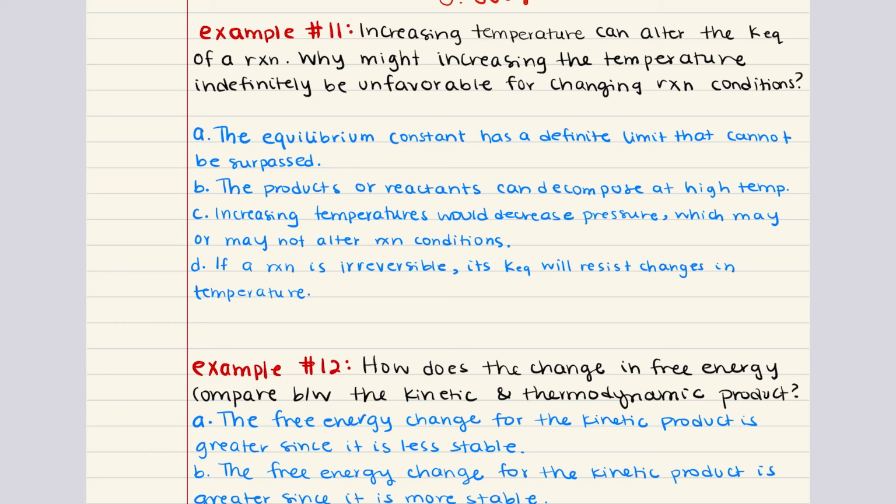Let's read B. B says the products or reactants can decompose at high temperature. This is a very valid concern. At very high temperatures, reactants or products might decompose, leading to the breakdown of the desired equilibrium and the formation of unwanted byproducts. This is a very good reason why raising the temperature indefinitely might be unfavorable for a reaction. Let's keep that answer choice in mind.